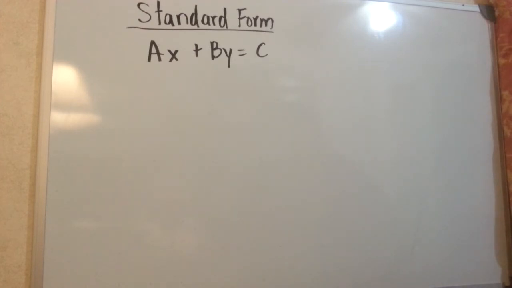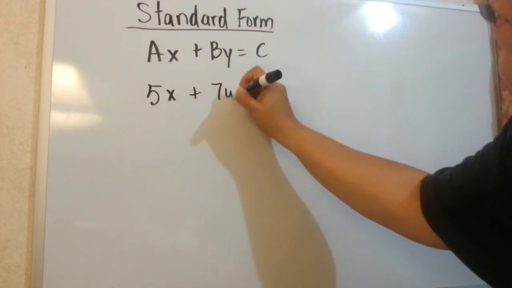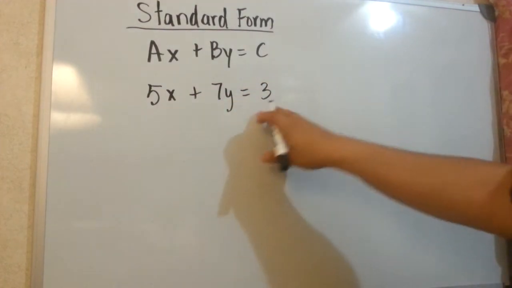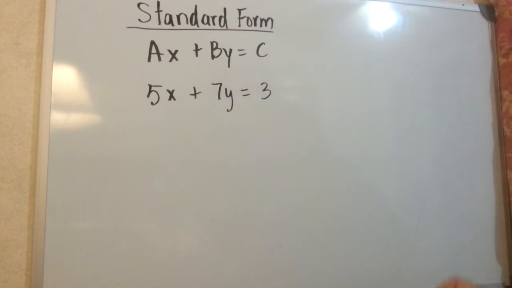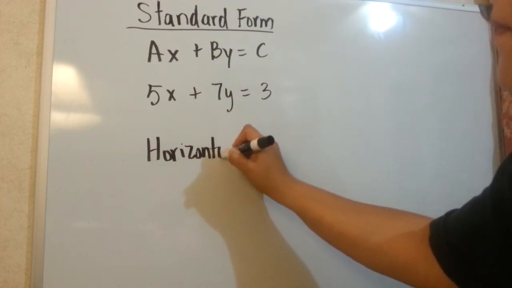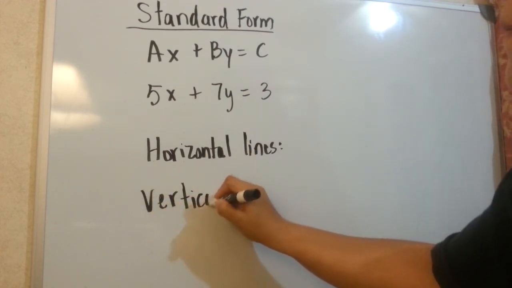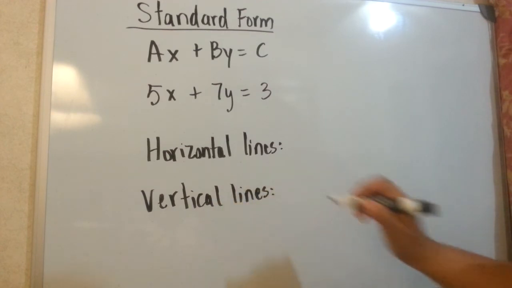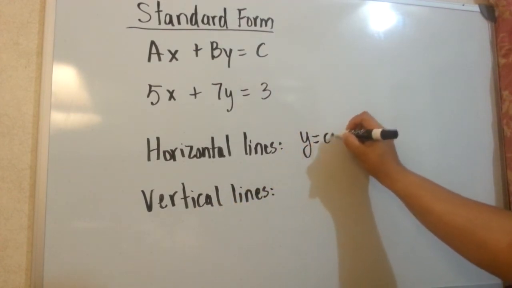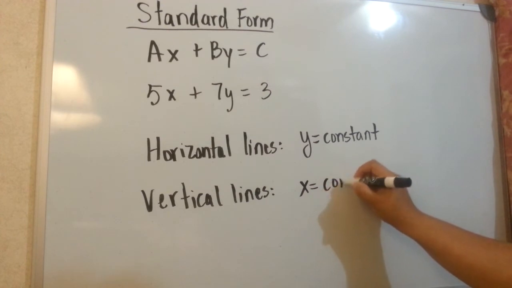Alright, the standard form of a linear equation is ax plus by equals c, and an example would be 5x plus 7y equals 3. So this is a line, they're both raised to the first power, and it's in standard form. Sometimes we have special cases. Sometimes we have horizontal lines, and we have vertical lines. A horizontal line is when y is equal to a constant, and a vertical line is when x is equal to a constant.